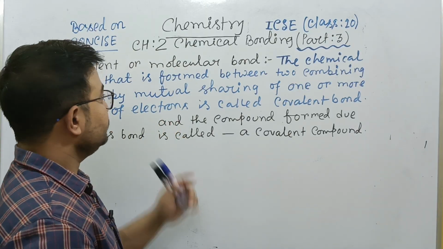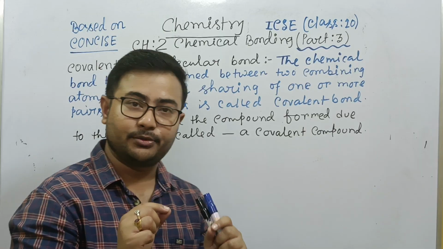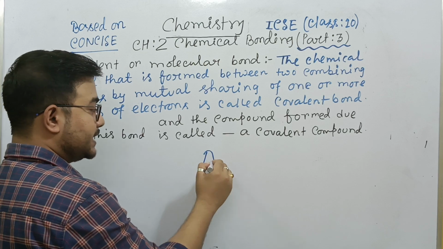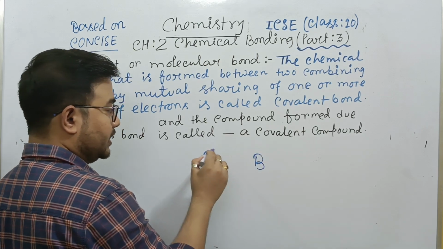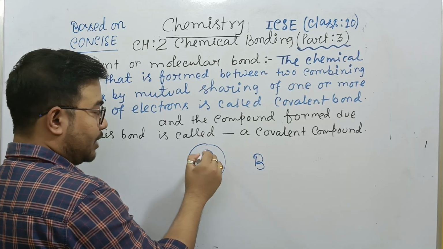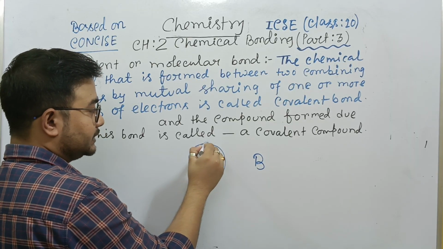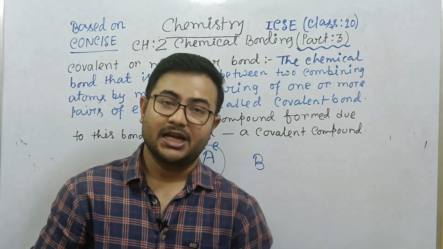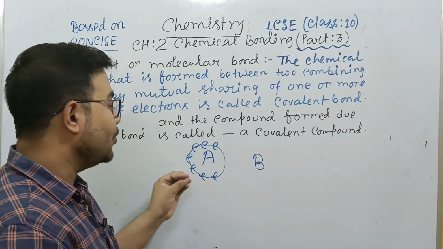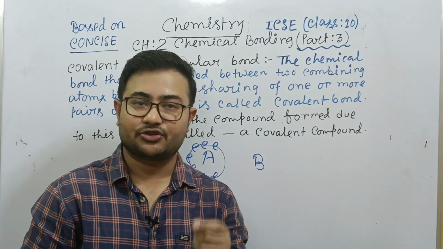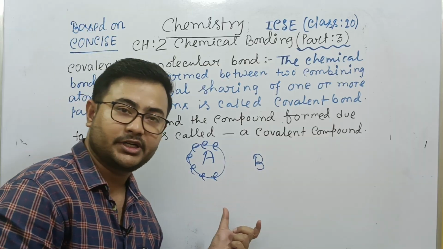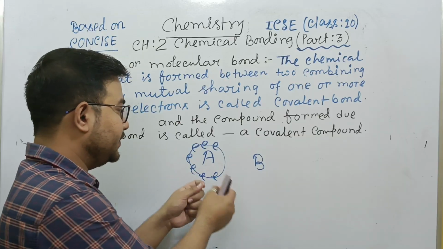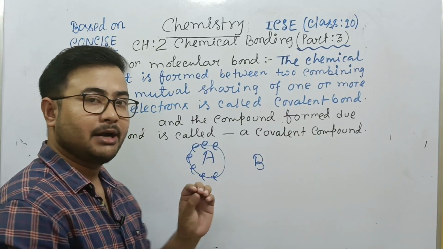What is a covalent or molecular bond? First, the basic idea. Suppose this is atom A and another atom B. Suppose the outermost shell of A contains 1, 2, 3, 4, 5, 6, 7 electrons. Now tell me, how many electrons will it require to complete its octet? All of you know, 1, because 7 electrons are already here. If it accepts 1 electron, then it has a complete octet.